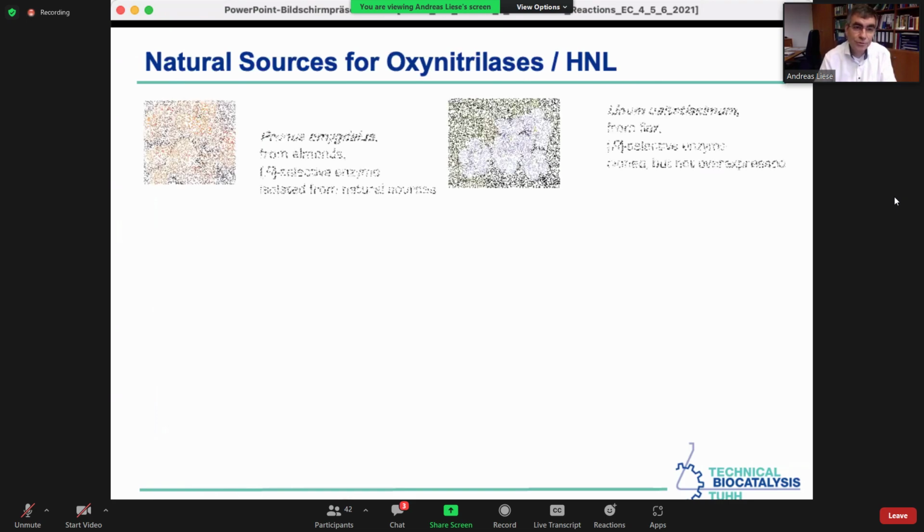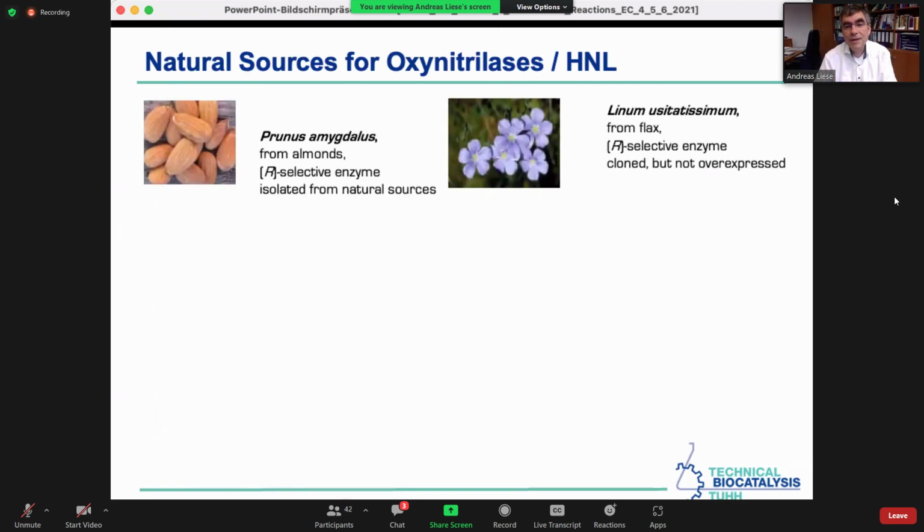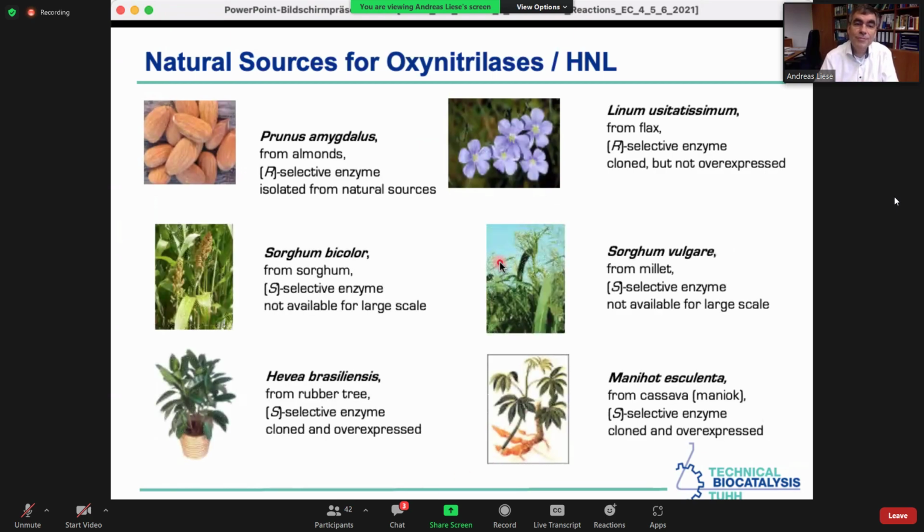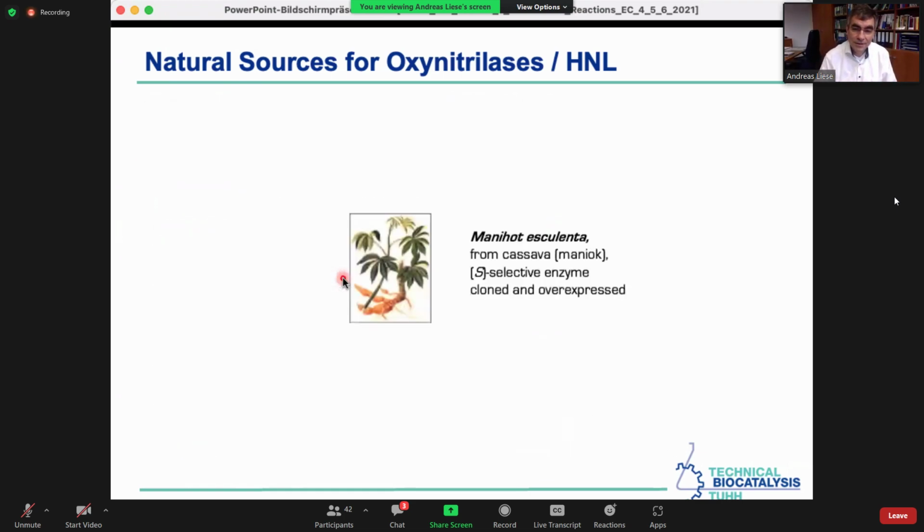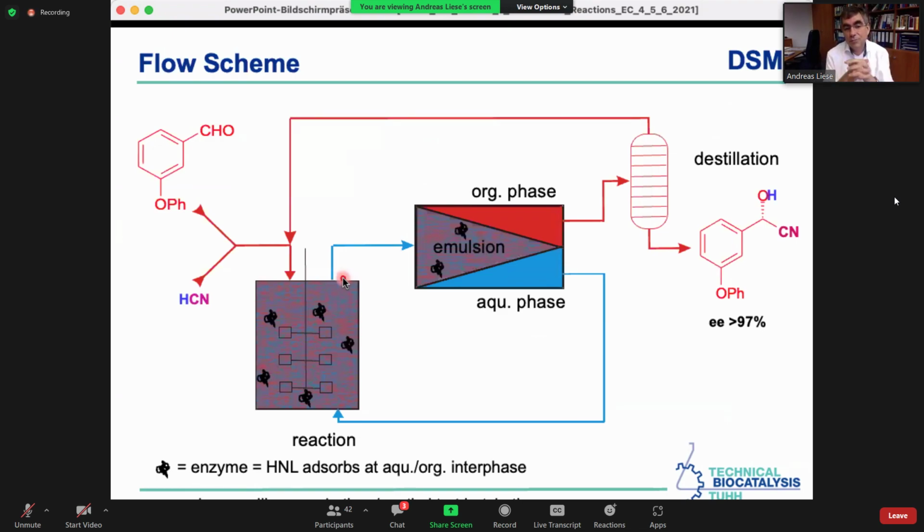Yeah, and this is being used large scale. So depending where you take the oxynitrilases from, might it be from sorghum, from manihot, from Hevea brasiliensis or prunus, they have different enzymes which are R or S selective. So depending on the strain, you can select what selectivity you want to have for your enzyme, and then you can apply it large scale in processes. This, for example, is running by DSM in the Netherlands, or the production is, as far as I know, in Switzerland. But this is one way how to produce these chemicals.